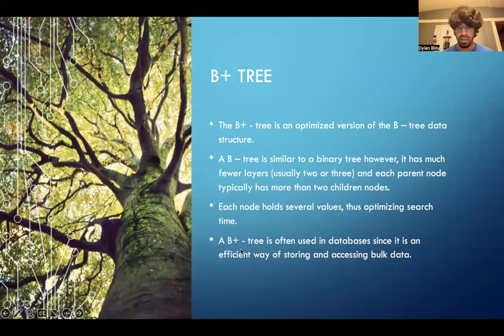All right, so a B plus tree is now often used in databases. It is a B tree, but it's altered for the purpose of storing and accessing data in databases.